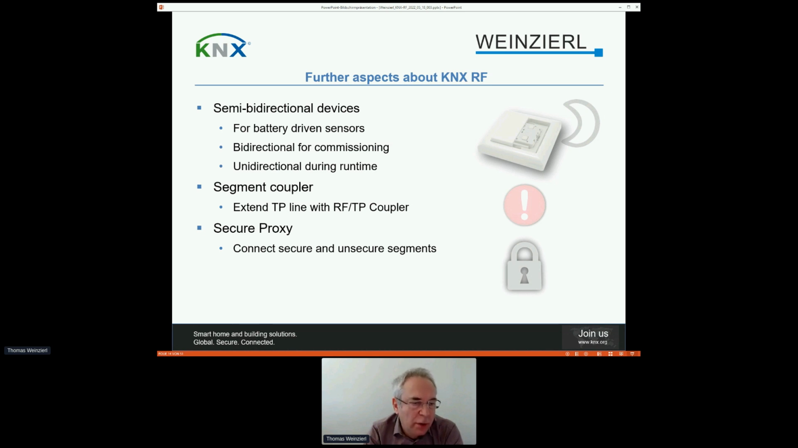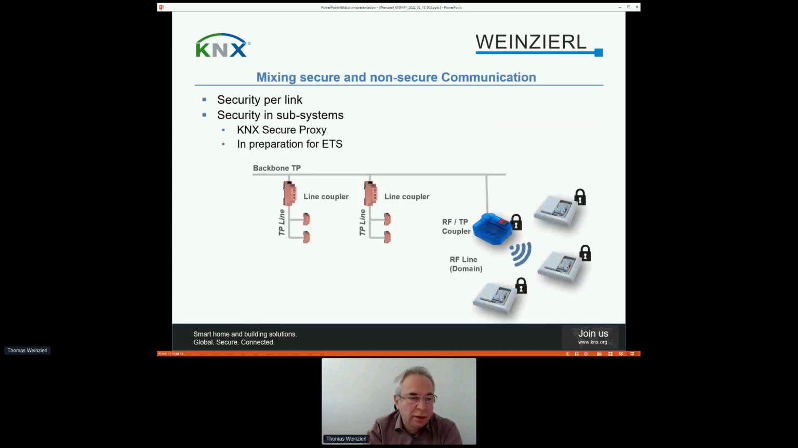And also new in ETS and now coming up also in media coupler products is the so-called secure proxy. The intention is to connect secure and unsecure segments. Here there is an example. You have two lines on Knx twisted pair and one line or domain in Knx RF. And in Knx RF, of course, it's much more important to be secure compared to the twisted pair lines, which maybe are installed somewhere in the walls.